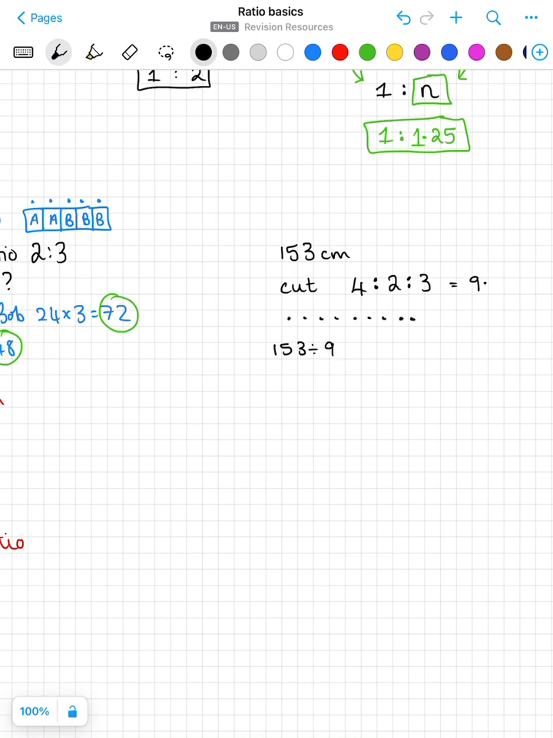153 divided by 9 gives us 17. So every 1 share in our ratio is 17 centimetres. So that's 4 times 17, 2 times 17 and 3 times 17 to work out the length of those sections. Again, we can check: 68 plus 34 plus 51 all add to 153 centimetres.